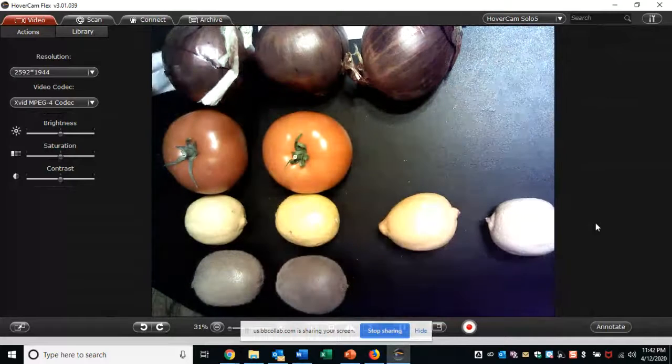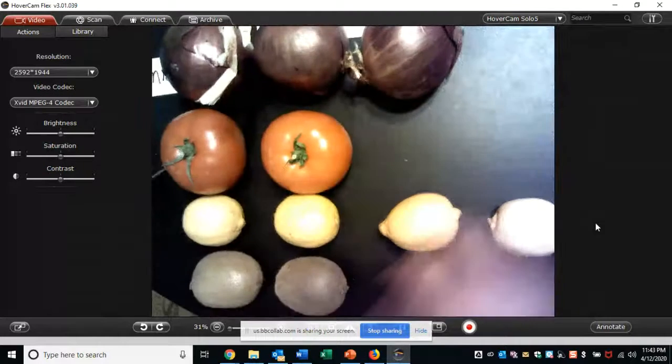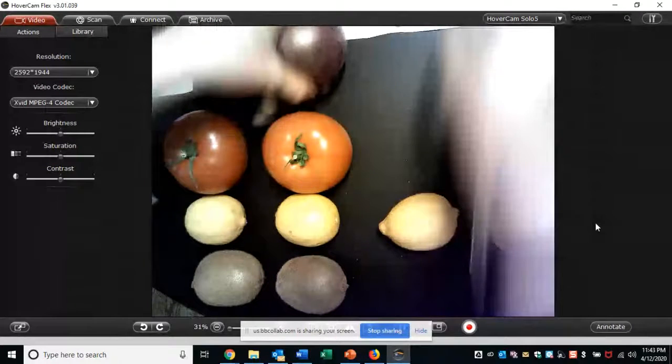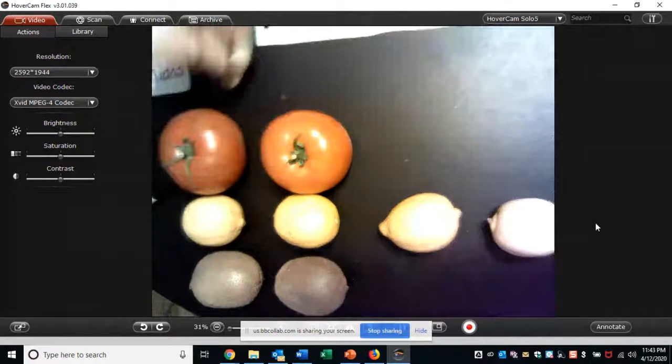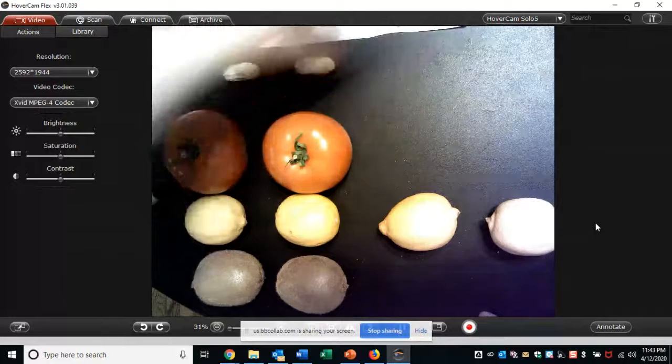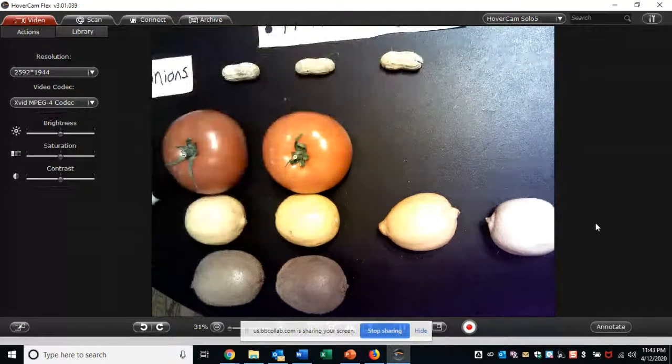So here's our onions. And we see 1, 2, 3 onions. So I'm going to take those onions away and replace them with an equal number of peanuts. So I'm going to get 1, 2, 3 peanuts.